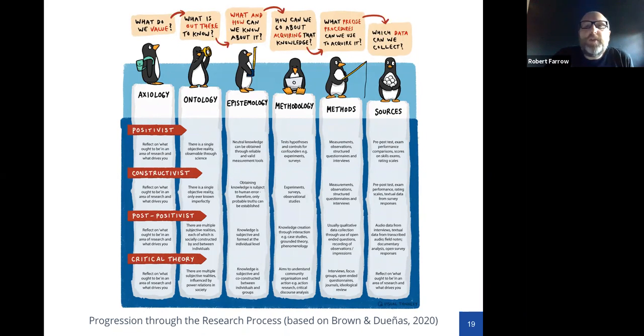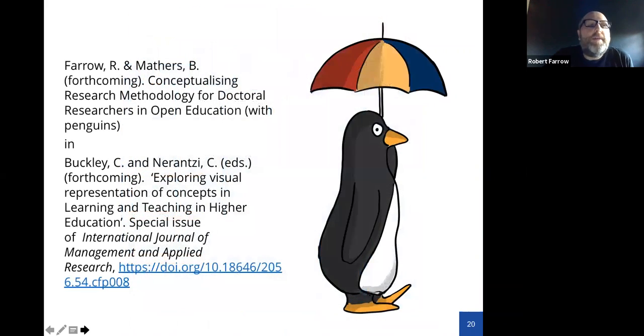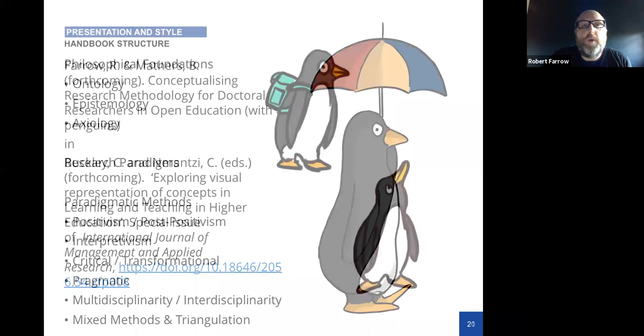So we tried to use these graphics to make a much more approachable take on this than you would normally find if you look in a methodology handbook. If you're particularly interested in the visual style, there is a paper. It's no longer forthcoming, actually. It's actually out. It's in the International Journal of Management and Applied Research, where myself and our artist reflect a bit on trying to communicate some of this stuff in an accessible, sort of cartoony style. Incidentally, all of the images that are used in the report are available on a CC BY license from the GoGN website, and you're free to use them in your own work.